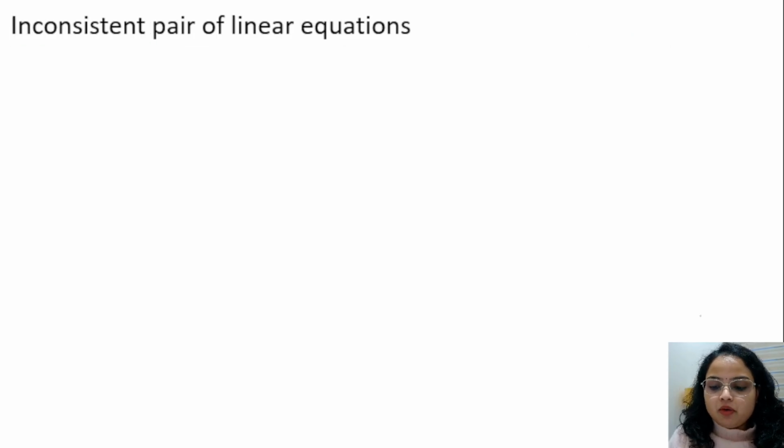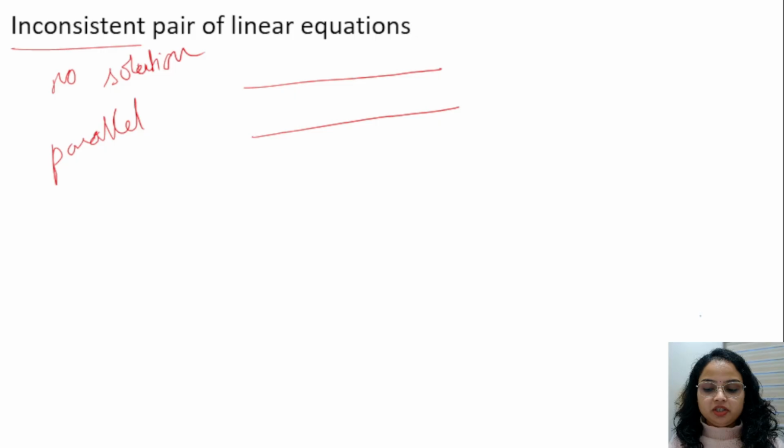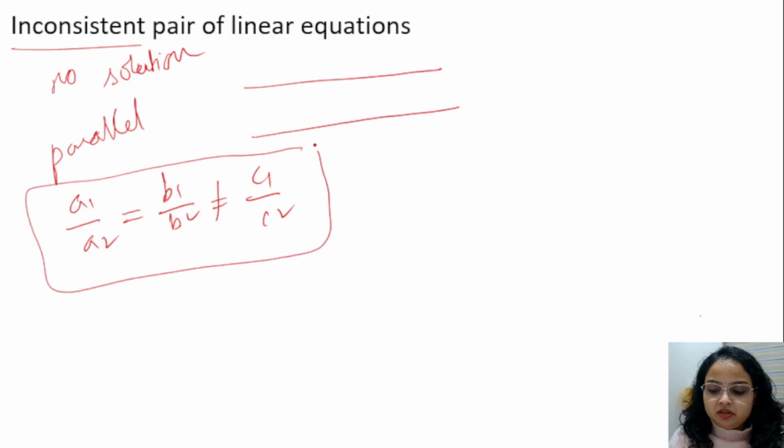Next one. What are inconsistent pair of linear equations? That means it has no solution. When the lines are parallel to each other, then the pair of linear equations has no solution and they are inconsistent. What about the ratios? Here a1 by a2, b1 by b2 and c1 by c2. a1 by a2 is equal to b1 by b2 and this is not equal to c1 by c2. This is the condition for an inconsistent pair of linear equations.